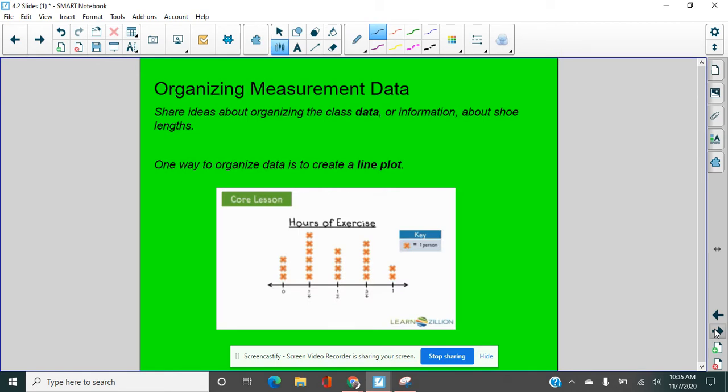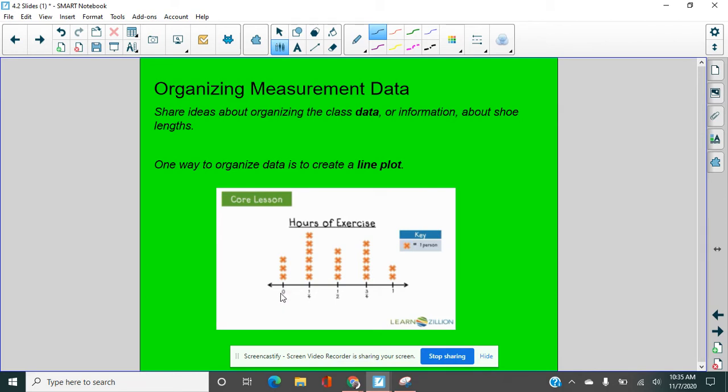Today, we are going to take measurement and think about how we could organize it. We might have some data about a class or any group of people or any group of anything. And one way to organize that data is called a line plot. Now, the key thing about the line plot is it has a title, and the title tells about the line plot. So this is a line plot called Hours of Exercise.